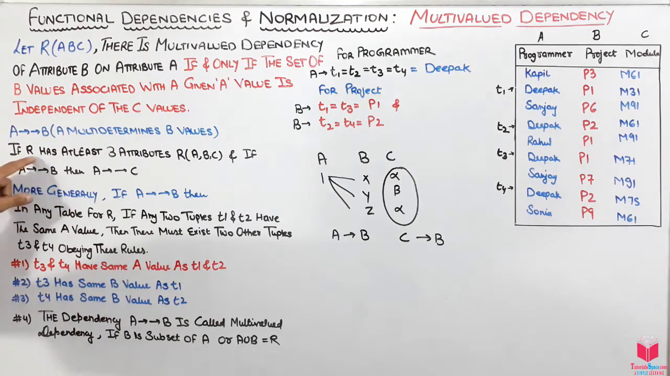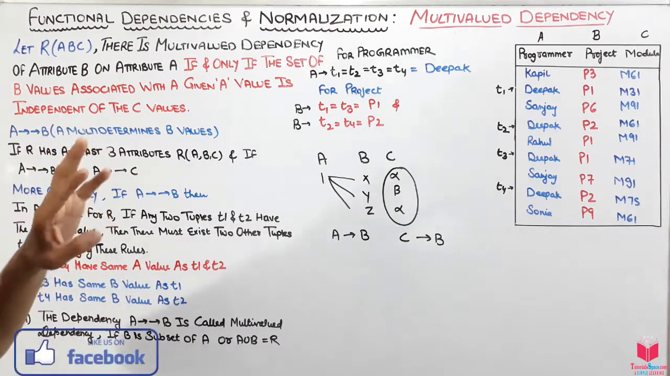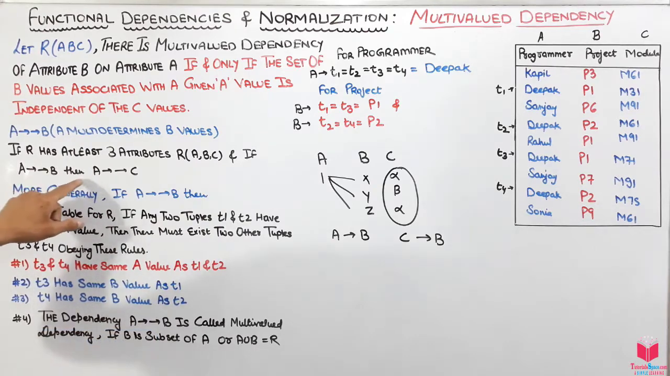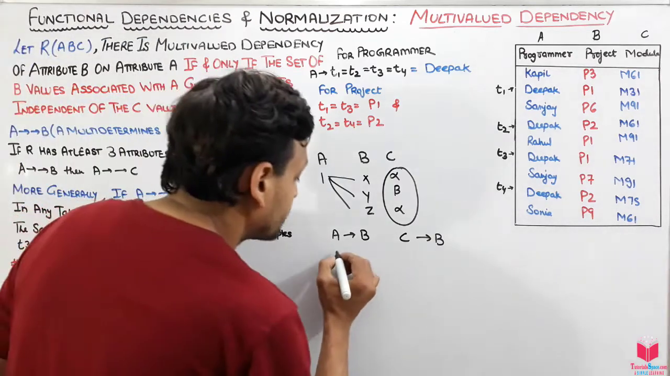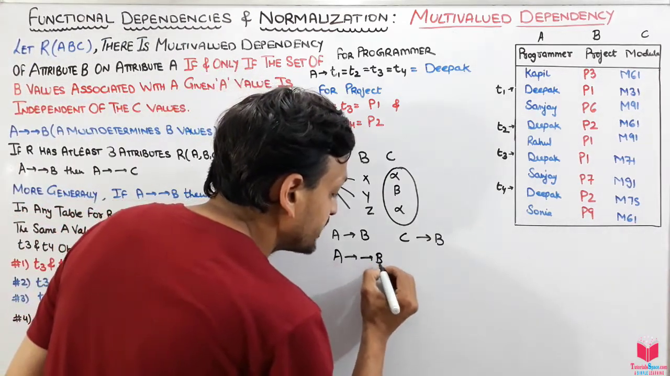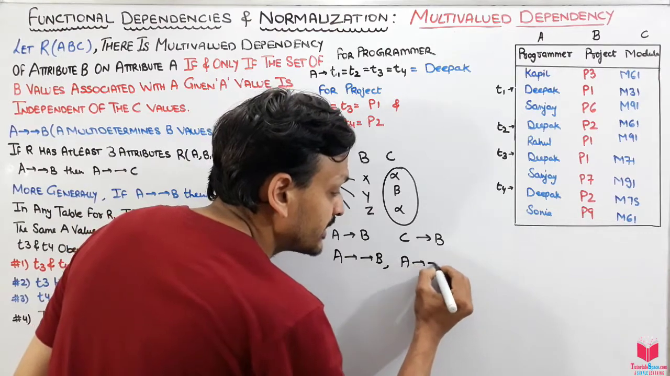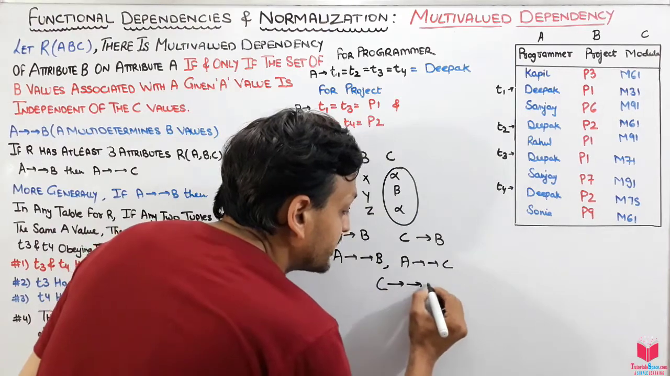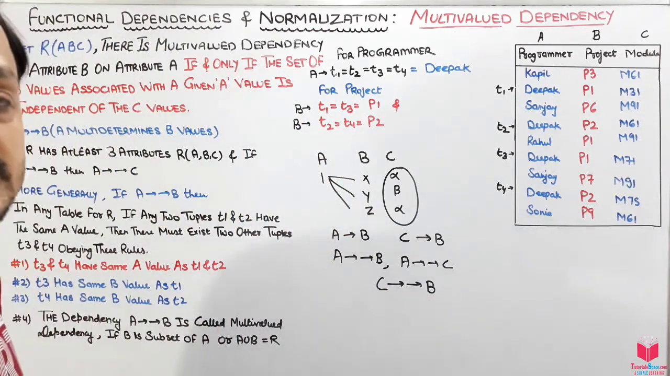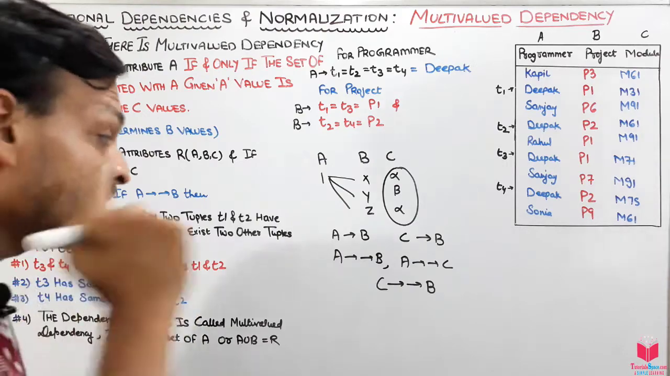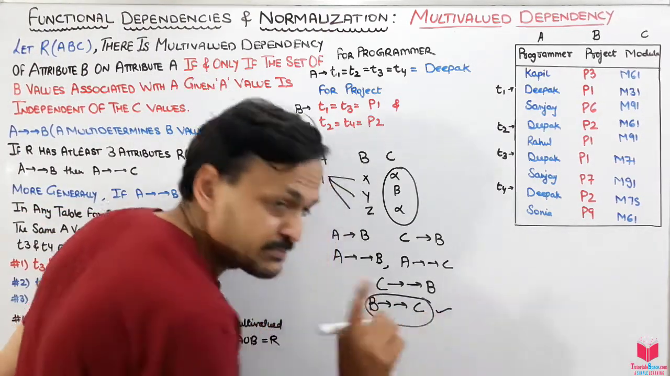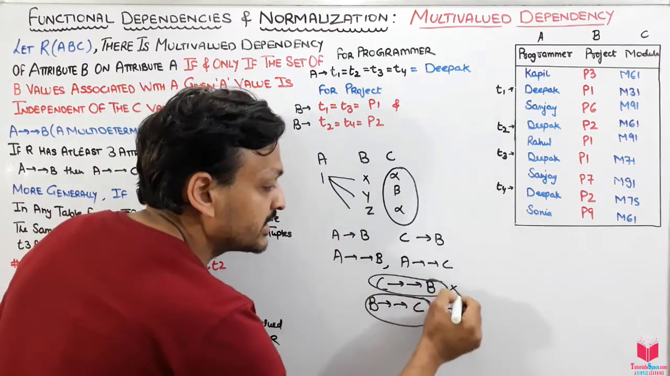Now see, if R has at least 3 attributes A, B, C, and if A multi determines B, then A also multi determines C. But remember, C will not multi determine B because it is independent. It can also be that B multi determines C.